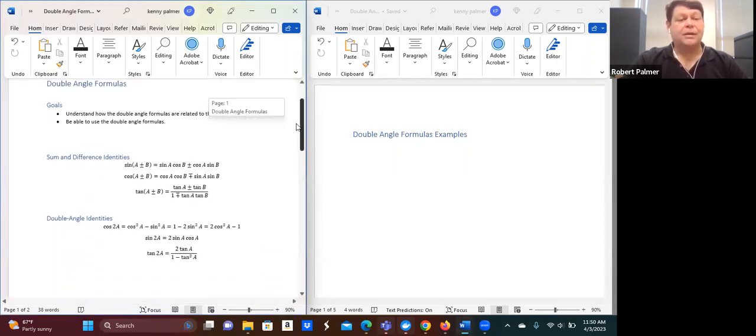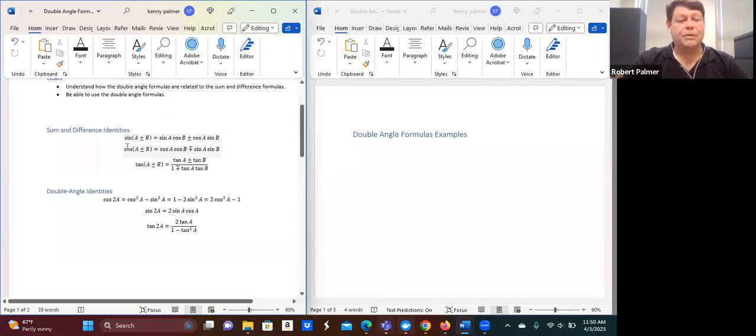First, let's take a look. The sum and difference formulas are these. If you start with two angles, A and B, these formulas tell you how you can get the sine, cosine, and tangent of either A plus B or A minus B. If you want the other three trig functions, those are the reciprocal trig functions. For example, if you want cosecant of A plus B or A minus B, just do 1 over sine.